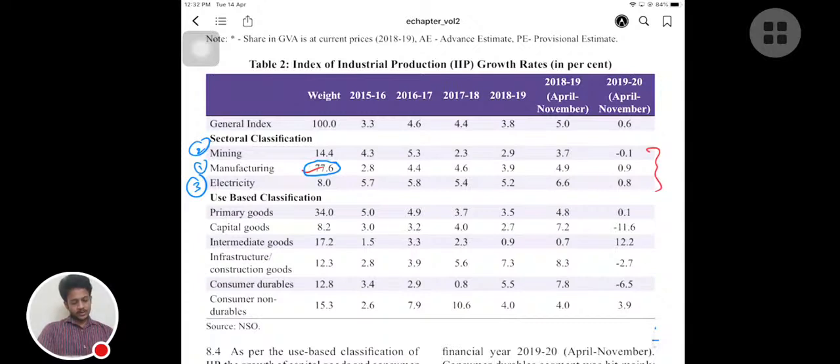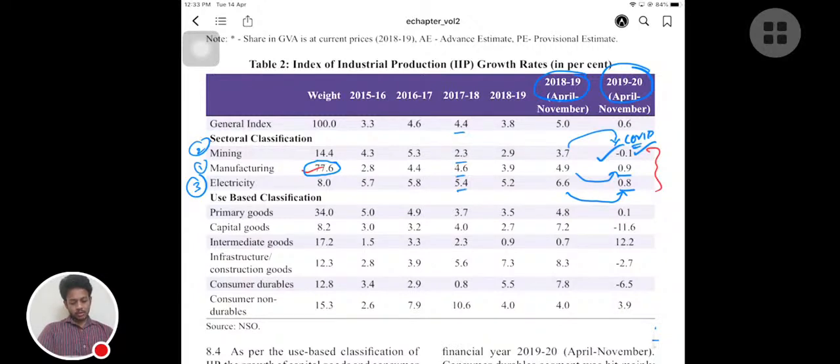If you see 2018-19 and 2019-20, the growth rate of mining has gone down, and because of corona and COVID, this will face an even more problematic scenario. Apart from this, manufacturing is a bit okay, and electricity is 0.8. Comparing 2018 statistics to 2019, there is a complete deceleration here, isn't it? But from 2017 to 18, again there are slight disturbances.